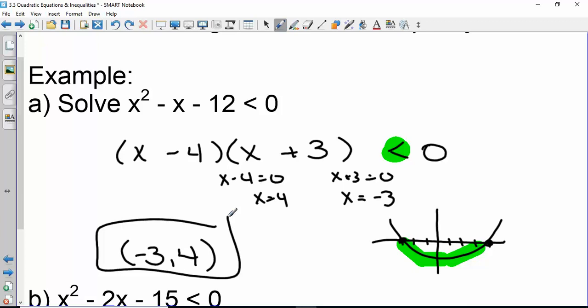Questions on that one? Will we ever have the answers that use the U thing? Yes, if I had asked for greater than 0 on that one, it would have been the two ends, so you would have had a union.